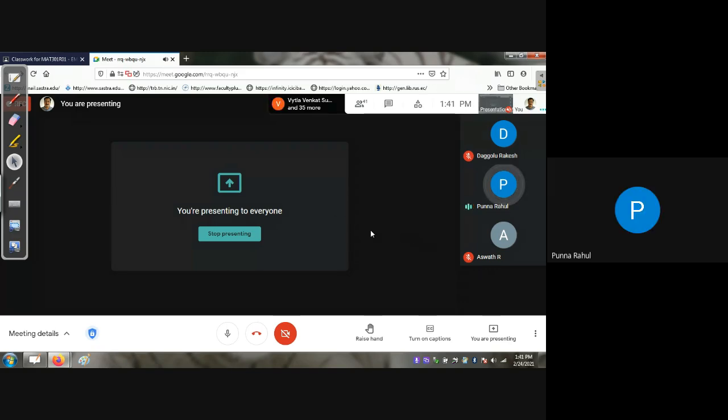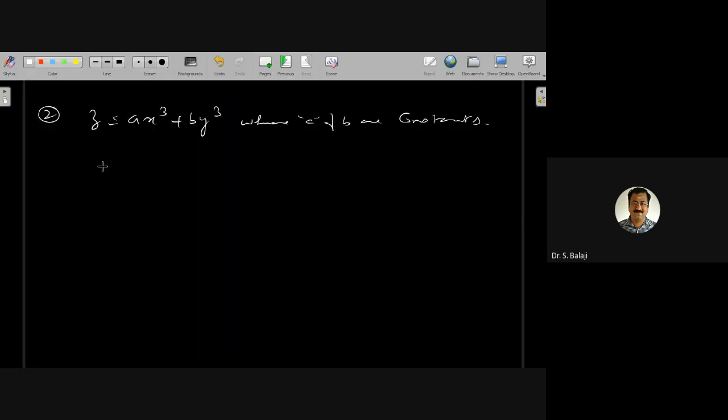3z equals px plus qy. Answer? 3z equals px plus qy. Yes, very good. Differentiate partially with respect to x: p is equal to 3x square into a, you can write here.